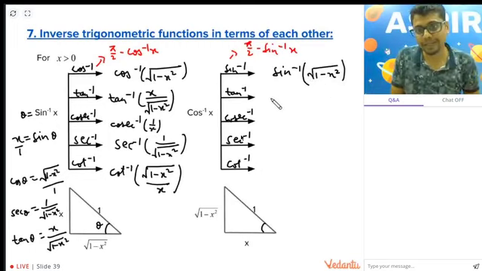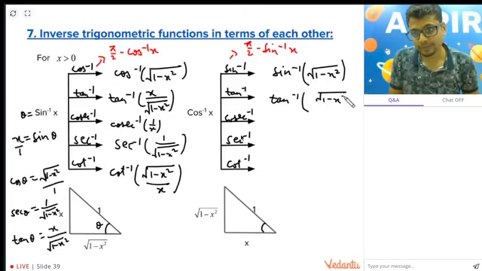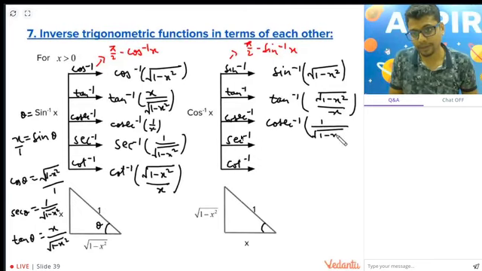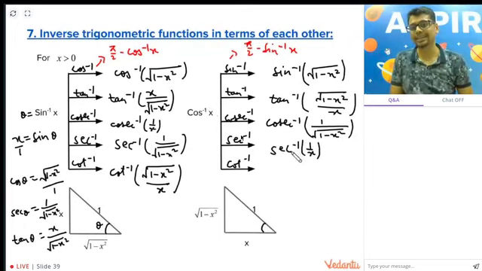What about tan inverse? Tan inverse perpendicular by base. Cosec inverse is what? Hypotenuse by perpendicular. Sec inverse is what? Sec inverse 1 by x. You can see it this way also. I mean, cos inverse x is sec inverse 1 by x always, even if x is negative. Same here, sin inverse x is cosec inverse 1 by x, even if x is negative. But you can see it this way also. Here we are anyway talking about x greater than 0.